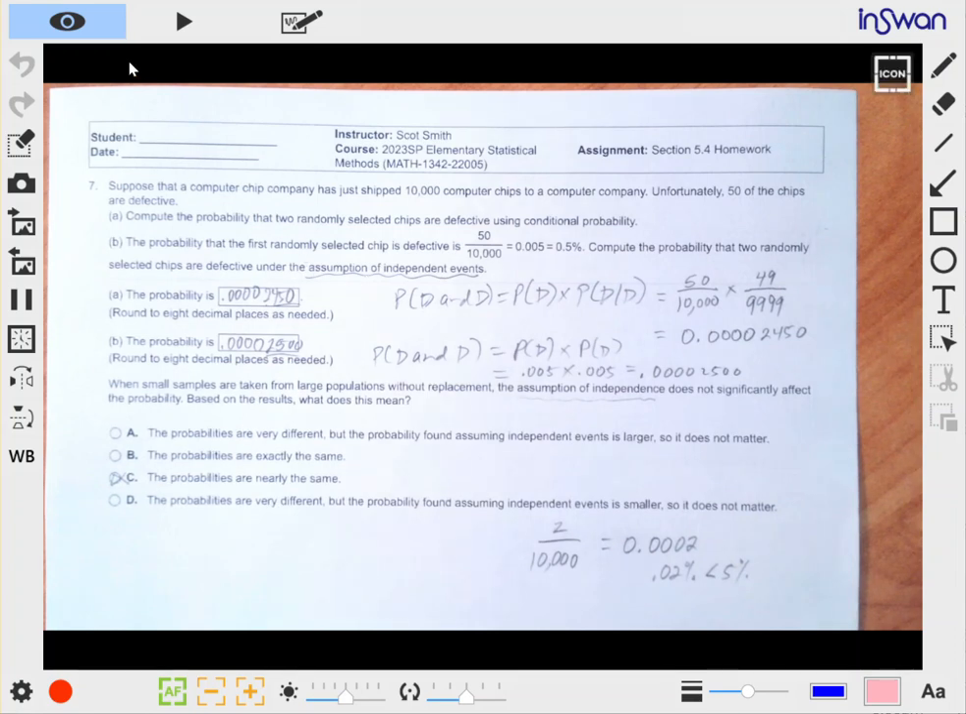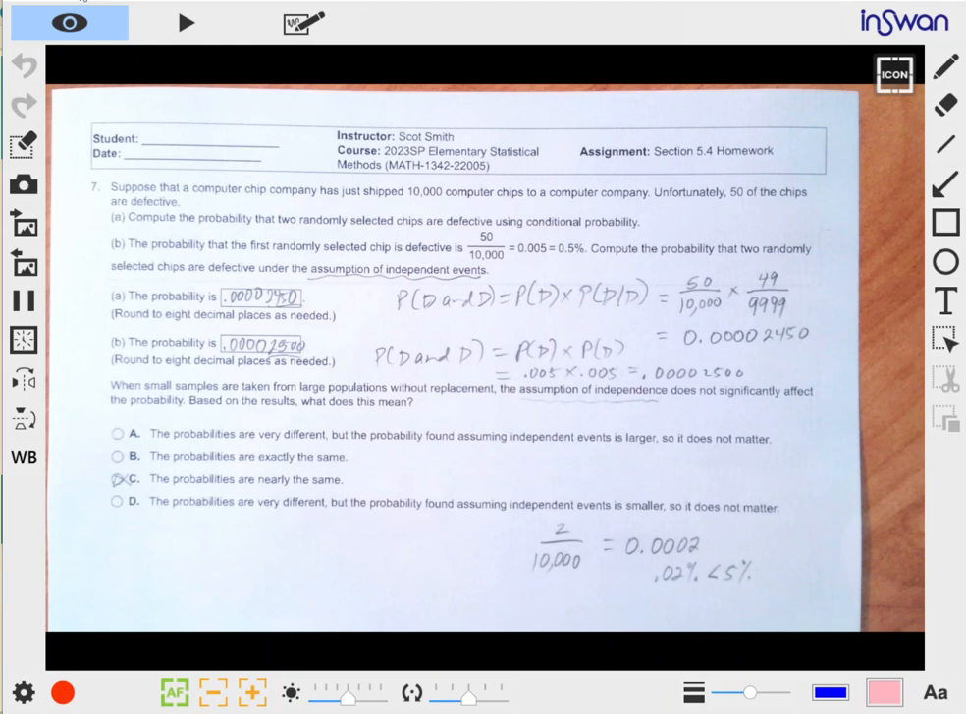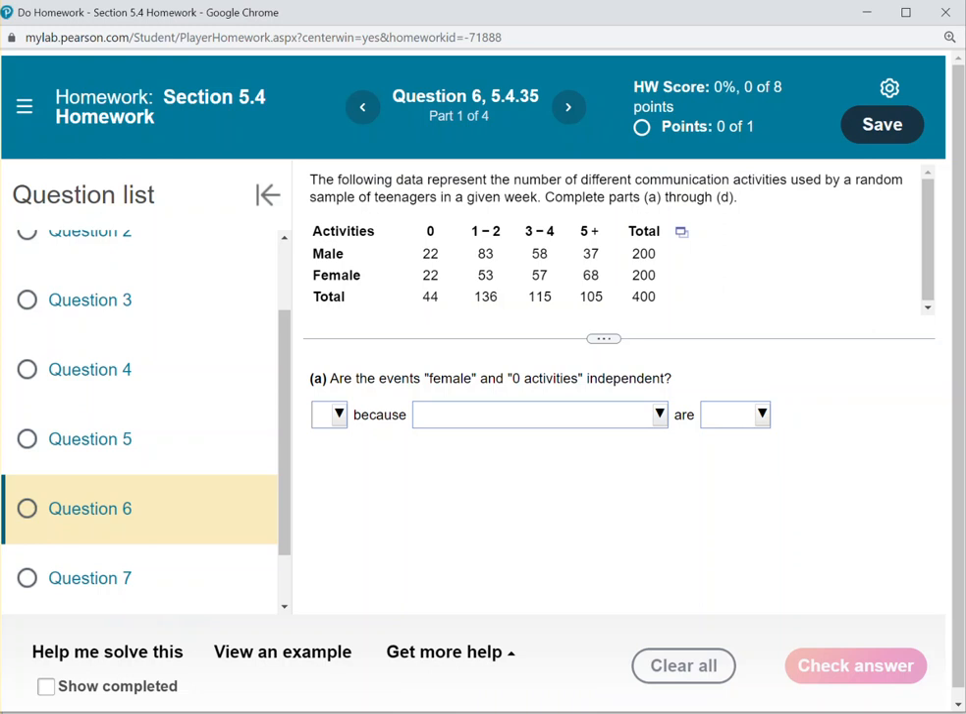So let's go ahead and go to number 6. Oh, am I not going to be able to do this? Let me see if I can do this. There we go. Okay, so it says the following data represent the number of different communication activities used by a random sample of teenagers in a given week. Now I don't know how they're defining that, but you have some that have 0 communication activities, that's this column. Some that have 1 to 2, 3 to 4, and 5 or more. So here it says, are the events female and 0 activities independent?